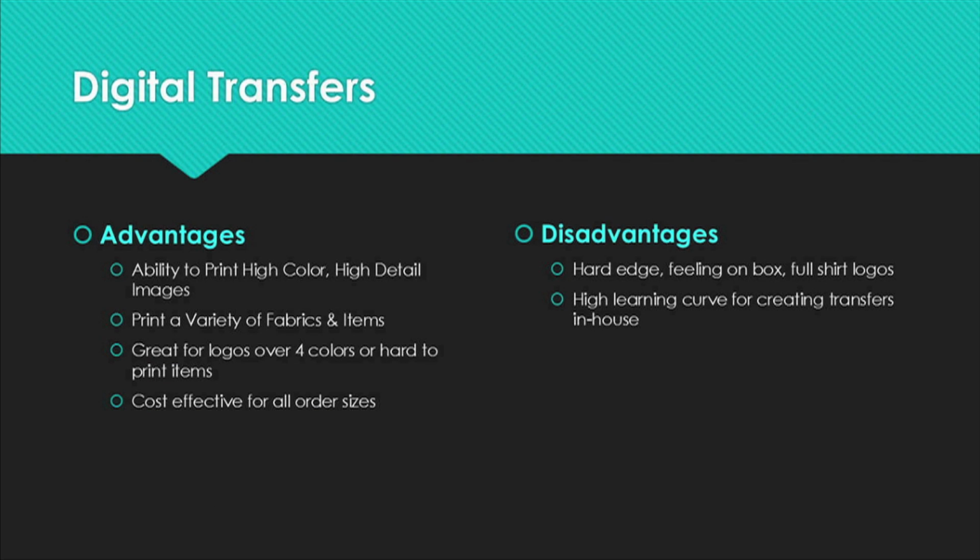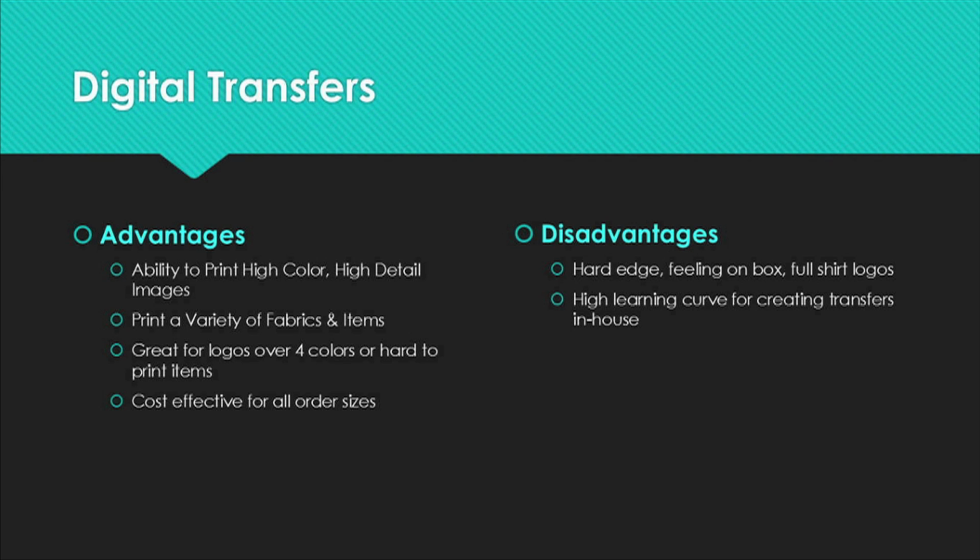Just to kind of cover some of the advantages and disadvantages of digital transfers. So advantages-wise, we're looking again, you're able to print high color counts and high detailed images. So if you're starting out in your business and all you have right now is your heat press, or all you're planning on purchasing is your heat press, between the ink transfers, the film transfers, and the digital transfers, you can basically print any job on a t-shirt. It may not be the best way to do that. Of course, it's not always the best way to do something, but it does allow you that versatility.